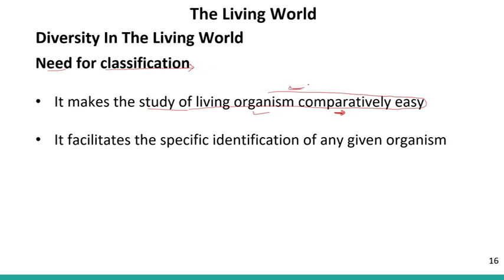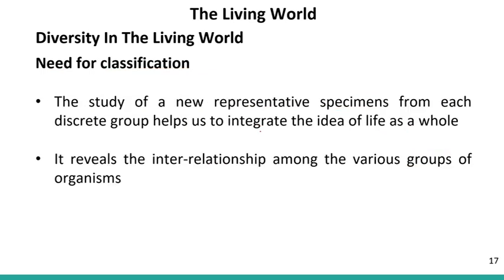Next point is it facilitates the specific identification of any given organism. With the help of classification, we can easily identify, or specifically identify, any given organism because they are arranged so nicely. Now, next point is the study of a representative specimen. If you want to study a representative specimen from each discrete group, it helps us to integrate the idea of life as a whole.